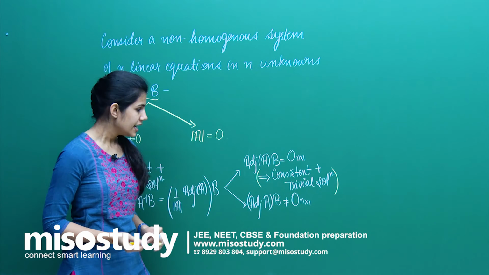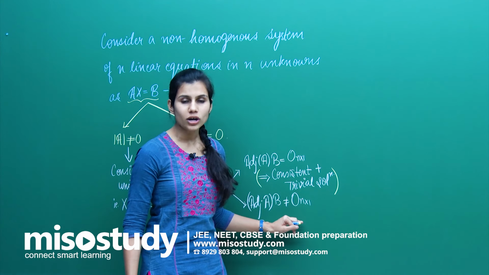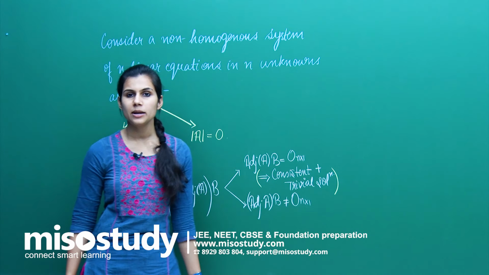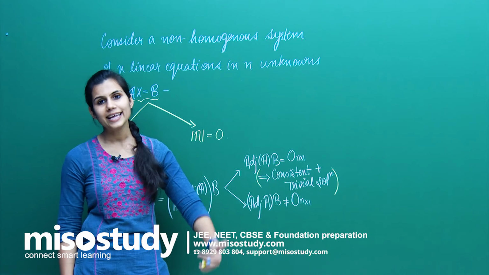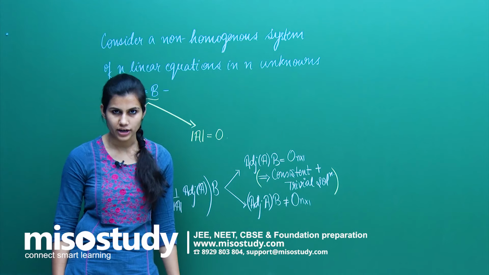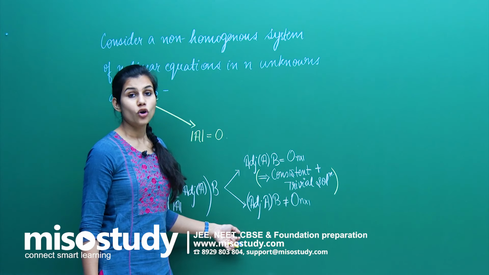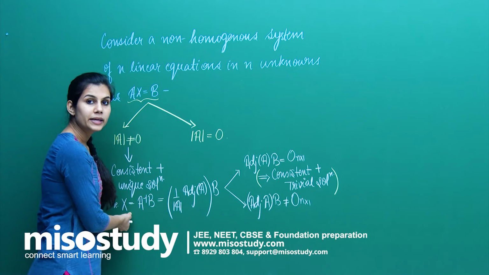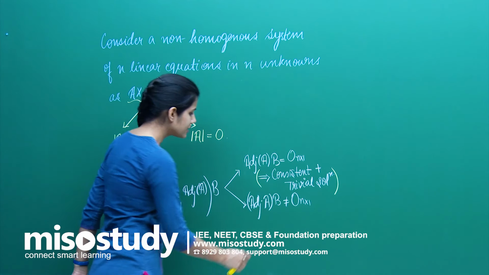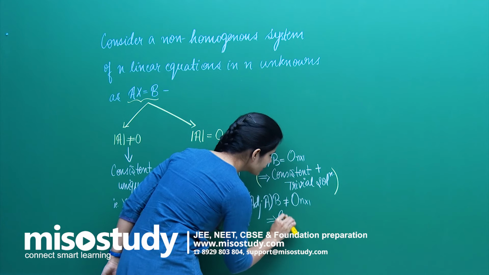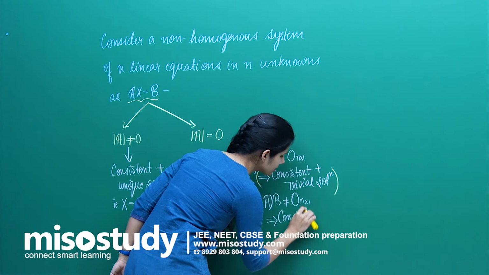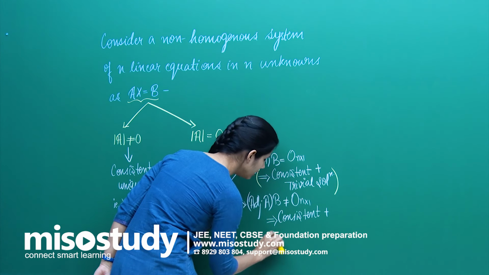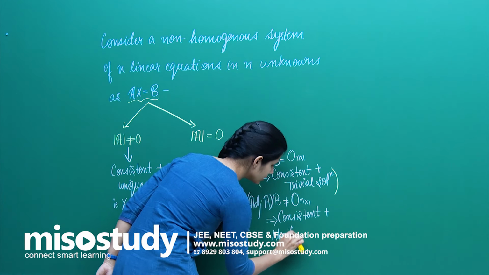If adjoint of A into B is not equal to a null matrix of order n cross 1, then if you divide each and every element by determinant of A, again it will not be a null matrix of order n cross 1. This means not all entries of X will be 0. That means here also the system will be consistent with a unique solution, but this time that unique solution will be a non-trivial solution.